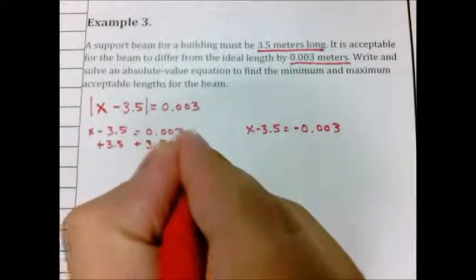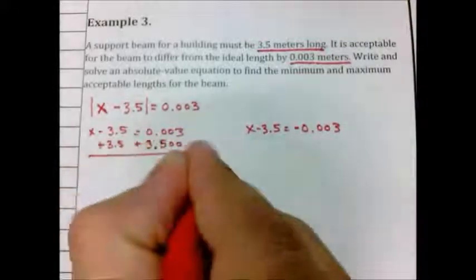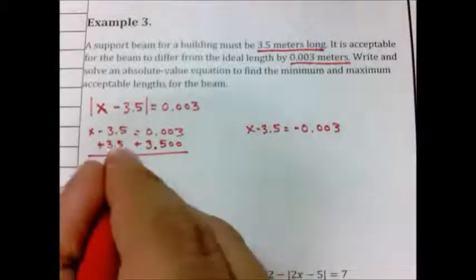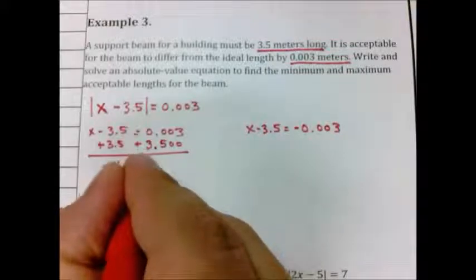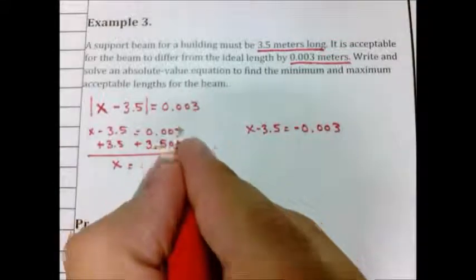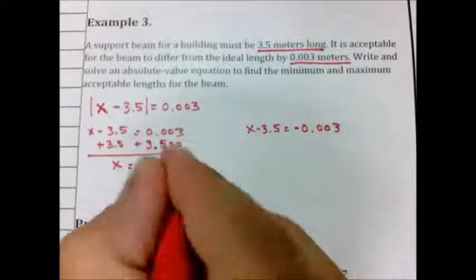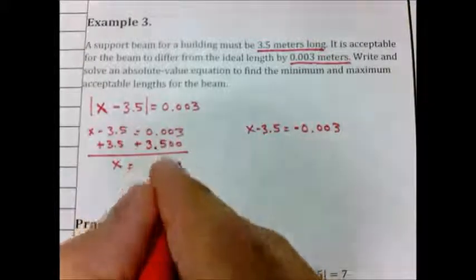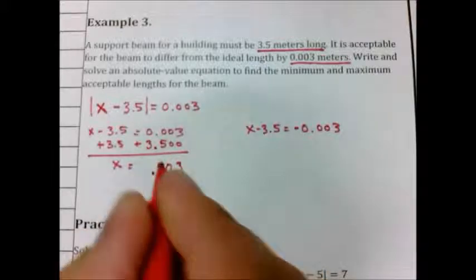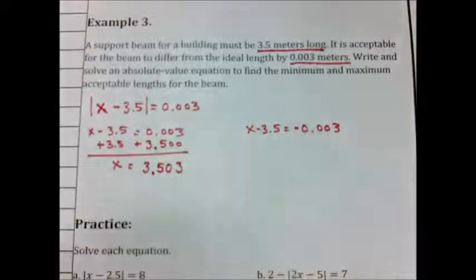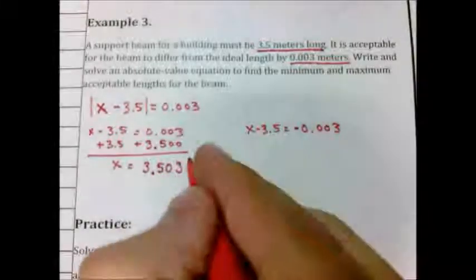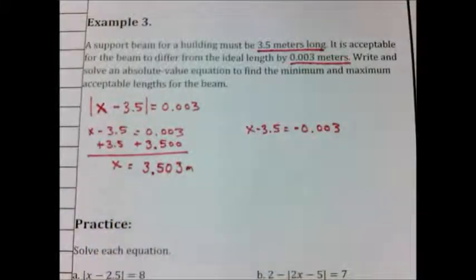So we have 0.003 now. Negative 3.5 plus 3.5 is just 0, so we have x, that's it. And then let's add these up. We have 3 plus 0, which is 3. 0 plus 0 is 0. 0 plus 5 is 5. Keep our decimal point, and 0 plus 3 is 3. So therefore, x, the furthest, the maximum it could be is 3.503 meters in length. Anything longer than that, and it's not going to be an acceptable length for the support beam.